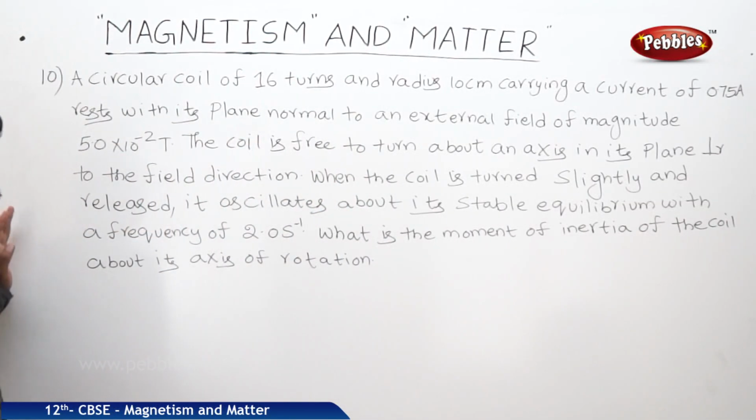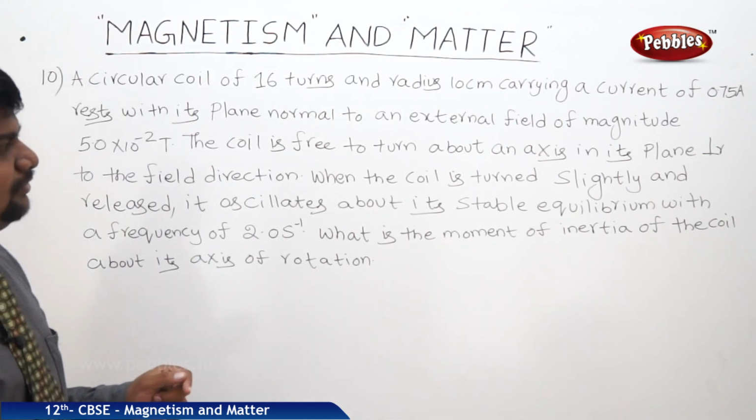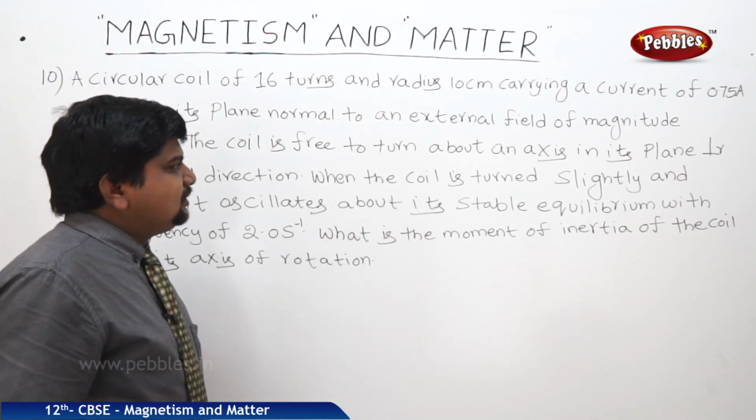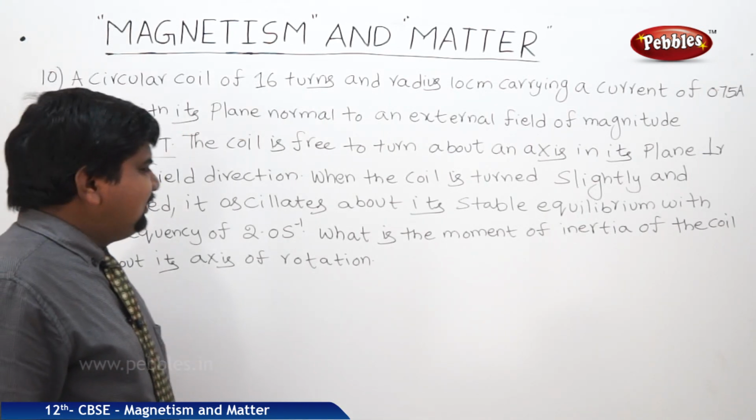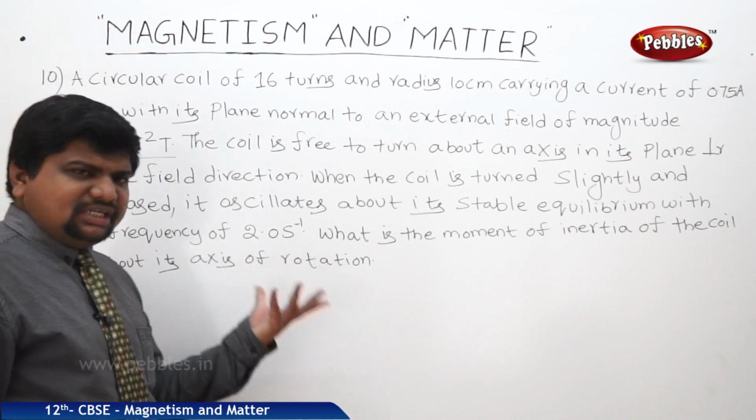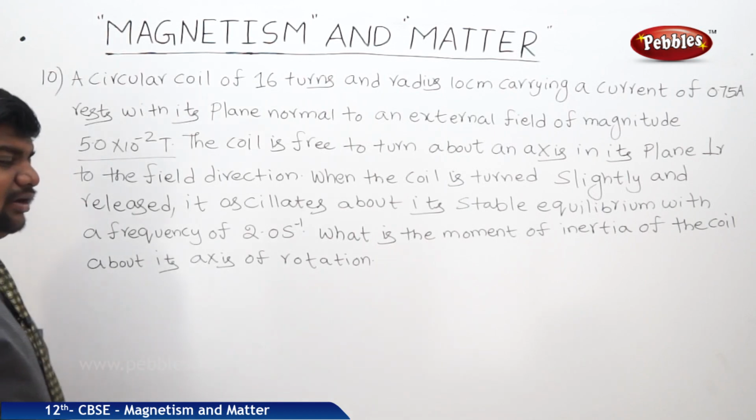This is the problem which relates to the moment of inertia of the magnet. A circular coil of 16 turns and radius 10 centimeter carrying a current of 0.75 amperes rests with its plane normal to an external field of magnitude 5 into 10 to the power of minus 2 Tesla. The coil is free to turn about an axis in its plane perpendicular to the field direction. When the coil is turned slightly and released, it oscillates about its stable equilibrium with a frequency of 2.0 second inverse, nothing but 2 Hz. What is the moment of inertia of the coil about its axis of rotation?